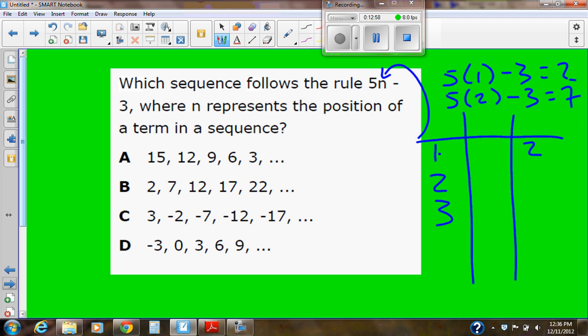So it looks like the only answer that we have here that starts with 2 and 7 is B, but let's do one more just to make sure. So 5 times 3 minus 3 equals 15 minus 3 is 12. So if you look over here, 2, 7, 12, it looks like my rule is matching my pattern.